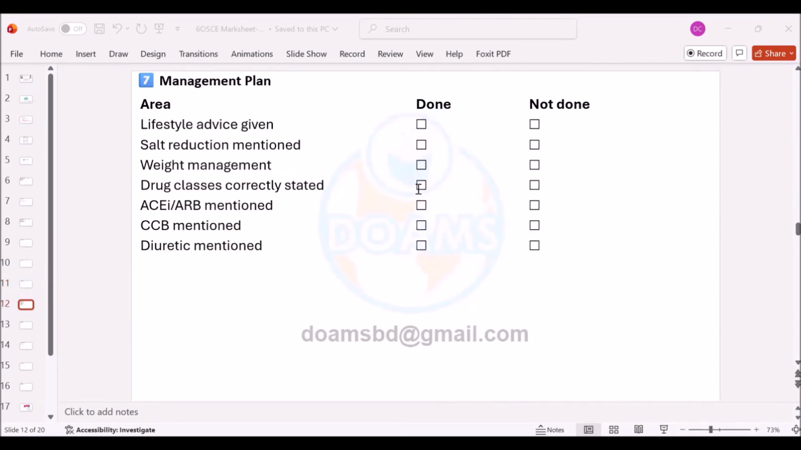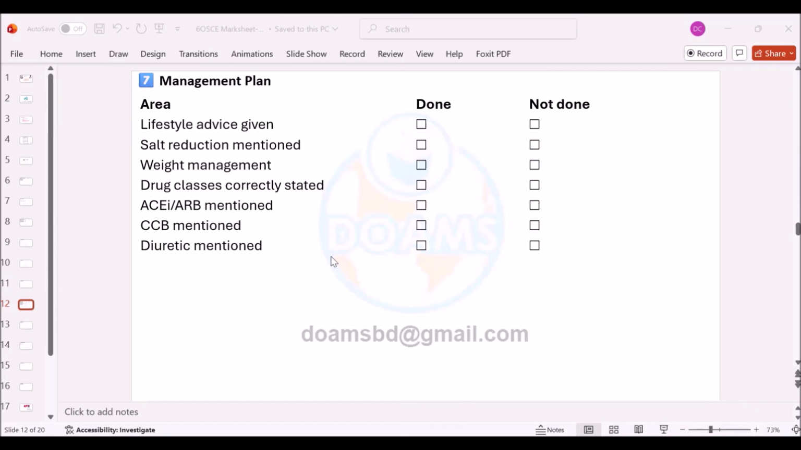Dr. Jabed, next point for you. Seven, management plan. First point, lifestyle advice given: salt reduction, weight management. Drug classes correctly stated: ACE inhibitor, ARB mentioned, calcium channel blocker mentioned, diuretic mentioned. If you select the ARB for the patient, you explain to the patient, I am giving this medicine, it is called ARB or ACE inhibitor.